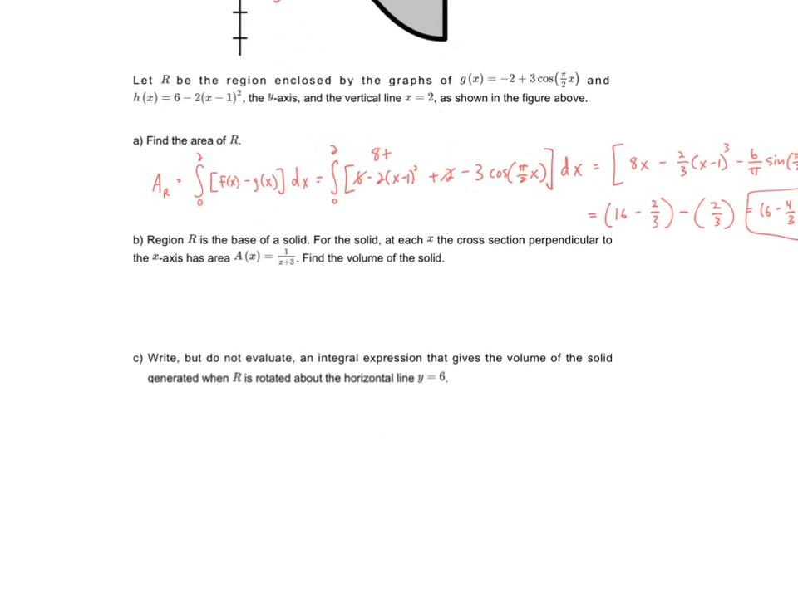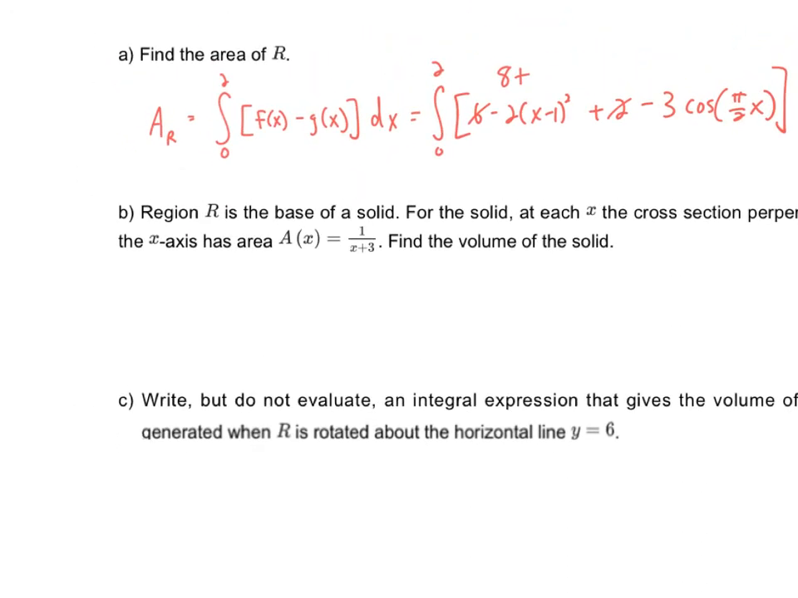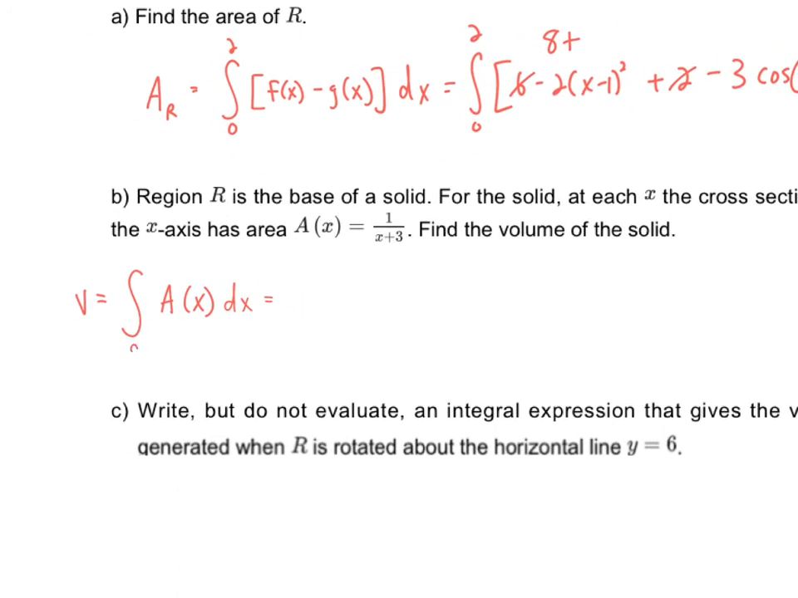Okay, so next one. Region R is the base of a solid. For the solid, at each x, the cross-section perpendicular to the x-axis has that area from the volume. This one's nice because to find the volume of a solid, all you're doing is integrating the area of a cross-section. And if they give you the area of a cross-section, you just integrate whatever they give you. So this will just be the integral from 0 to 2 of this function, and that's it.